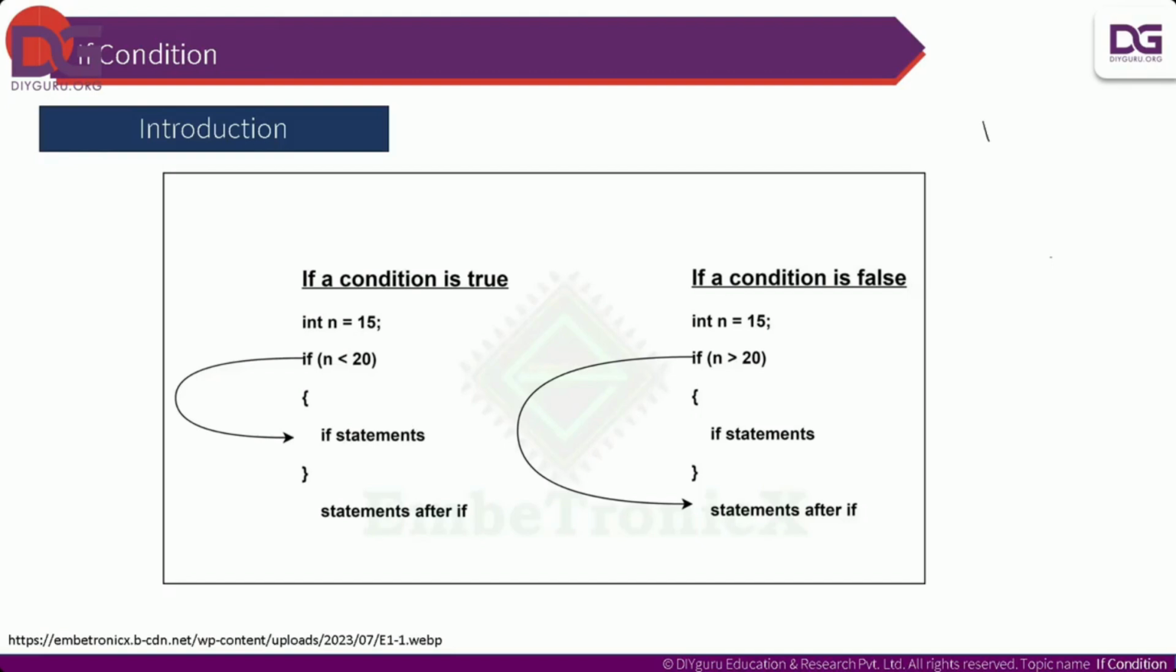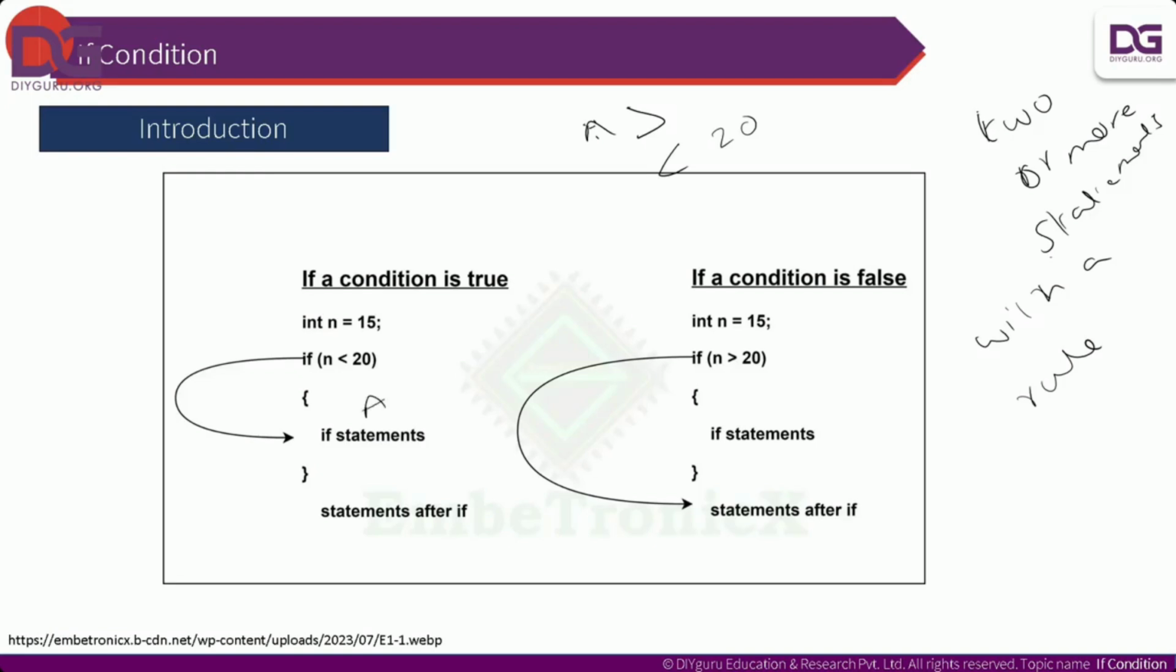We apply this if we have two or more statements with a rule. Say for this case, we have two conditions: when a number is greater than 20 and less than 20. When it's greater than 20, I have a condition, say A, and if it is less than 20, I have B, right? So true or false. For these conditions I will use my if and else statement.